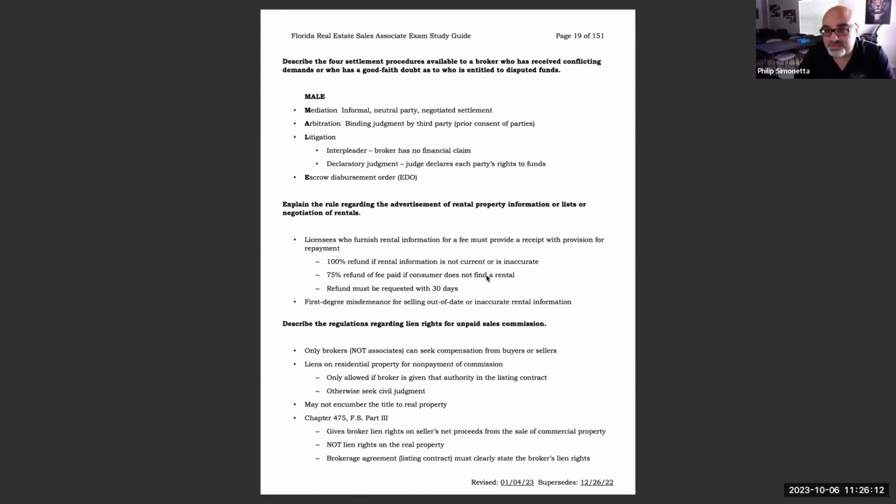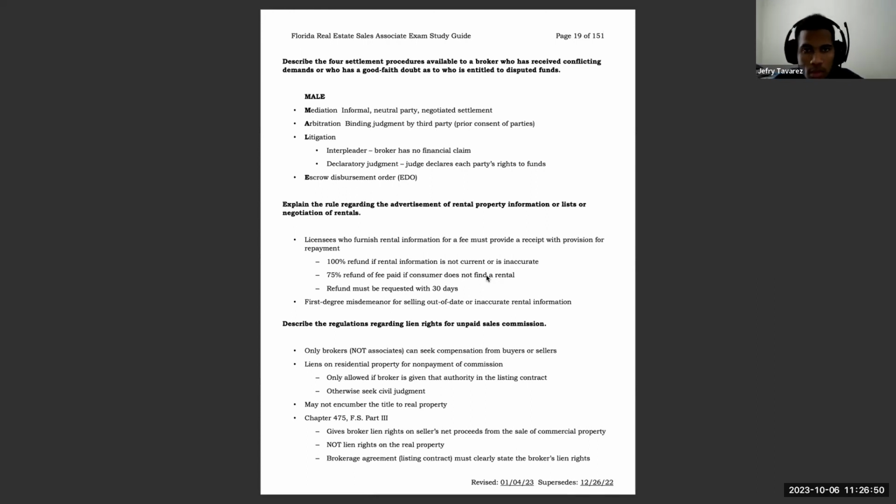And then you have litigation. There's an interpleader. That means the broker has no financial claim. They're just involved in it. They're holding the money if it's in their escrow account, right? And then the judge makes a declaratory judgment, and the judge declares each party's rights to the funds. One party can get it all. He can make them split it. He can do whatever he wants, right? Or she. And then you have the escrow disbursement order. That's the EDO. You'll get that from the state. They'll give you an escrow disbursement order, and the broker must follow that EDO. Okay?